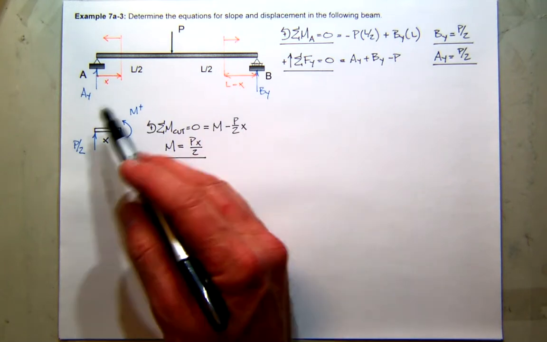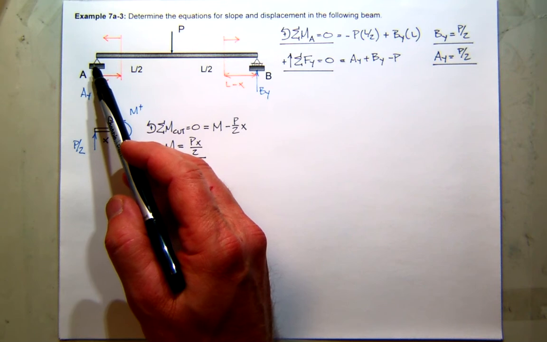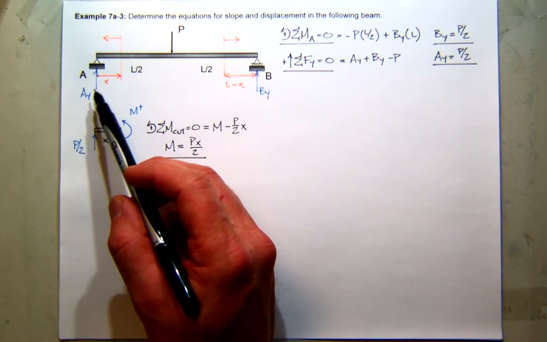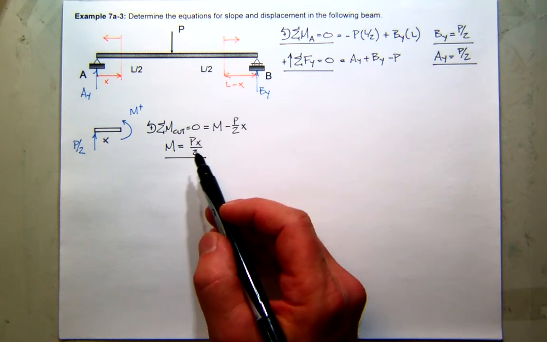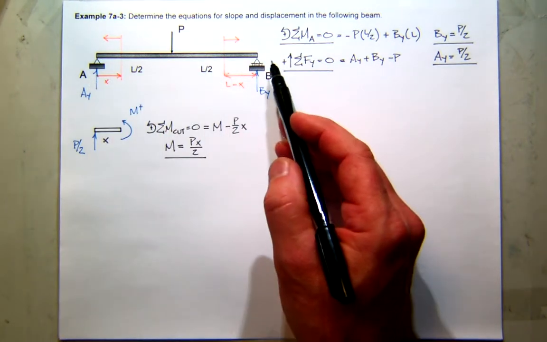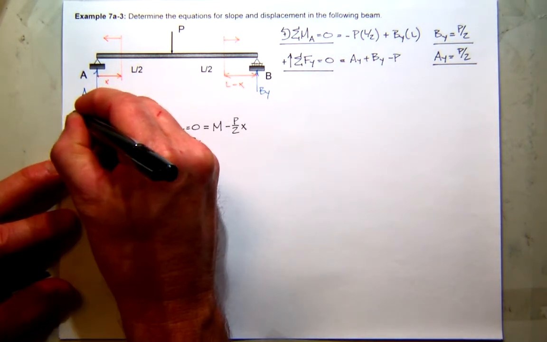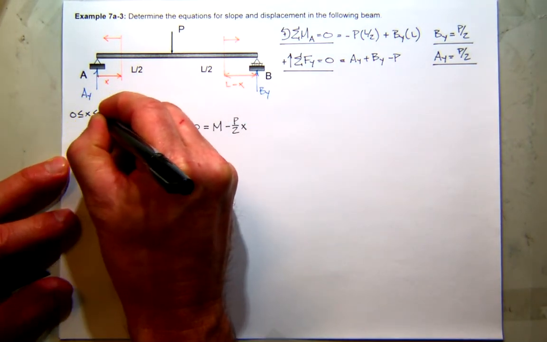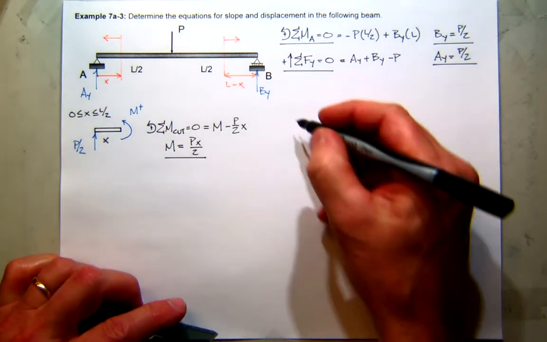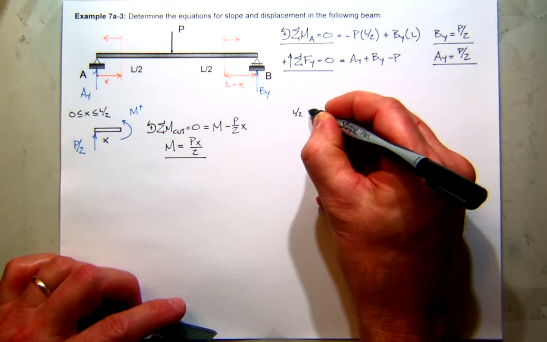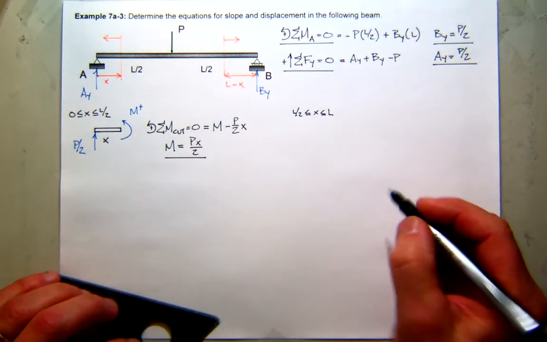Now in the first segment, I can only check one thing about my moment. I know that the moment at A is 0, and that would be at x equals 0. And if I put in x equals 0 here, I do get a moment of 0. I can't use this equation to predict the moment at B, right? Because this is only going to be valid from where? From 0 to L over 2. So that means I need to go from L over 2 to L. And that's this side.